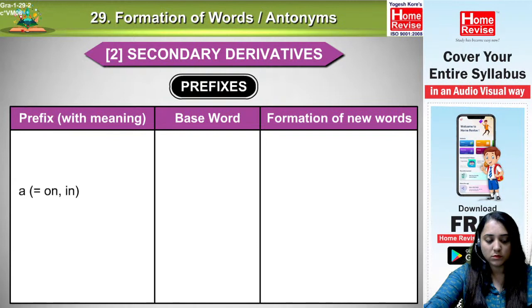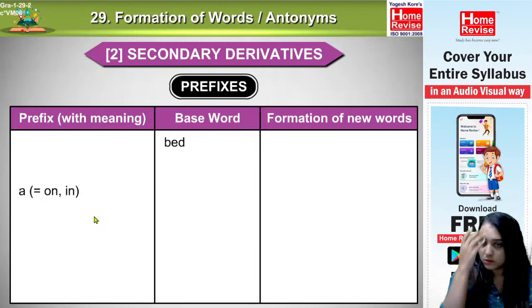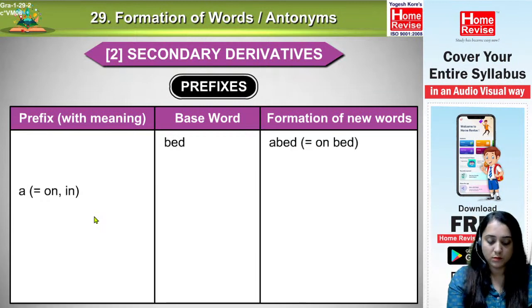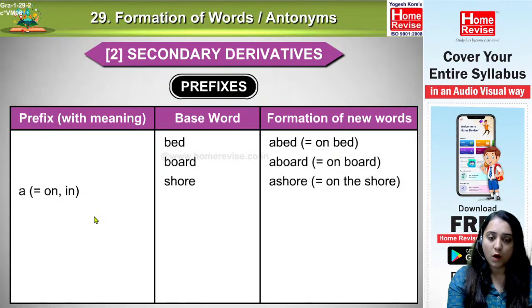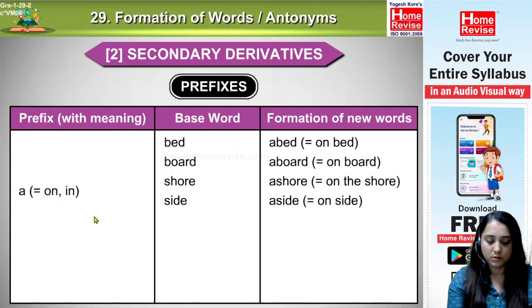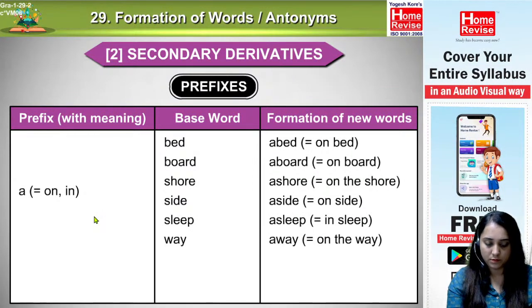A, meaning on or in, is prefixed to the base words to form new words. A is prefixed to bed, forms abed, meaning on bed. Board, aboard, on board. Shore, ashore, on the shore. Side, aside, on side. Sleep, asleep, means in sleep. Way, away, means on the way.